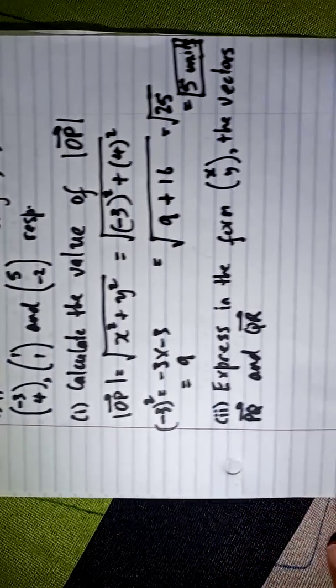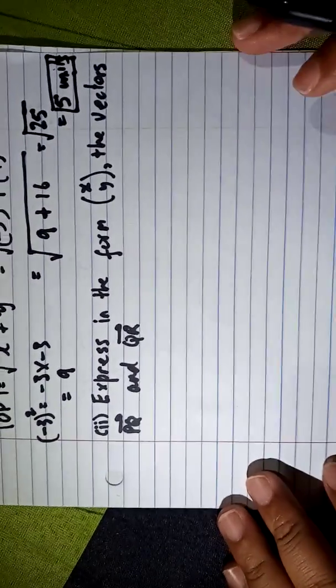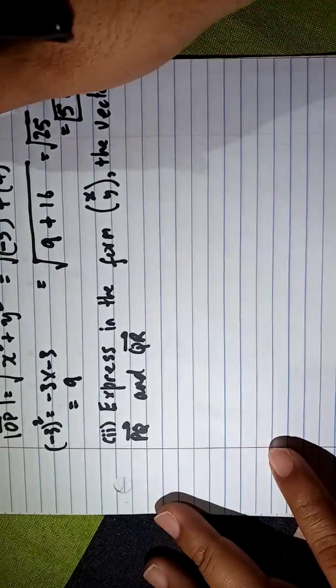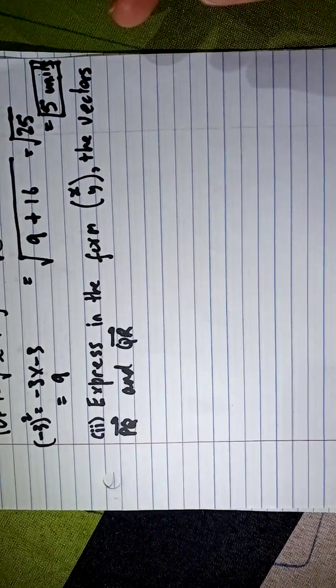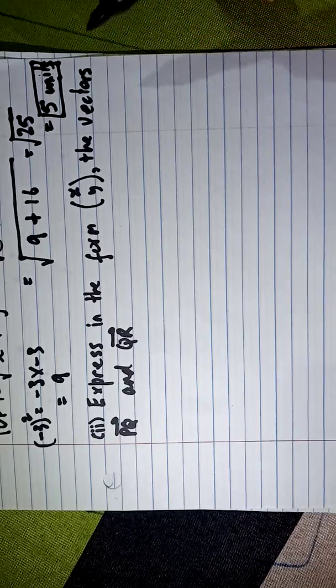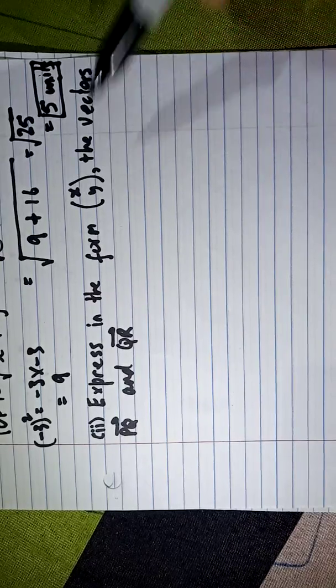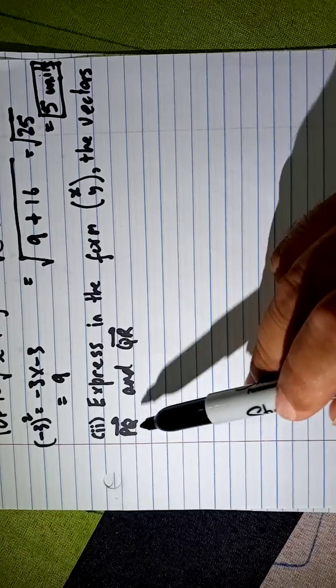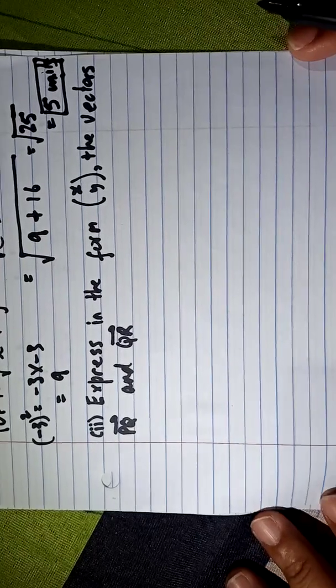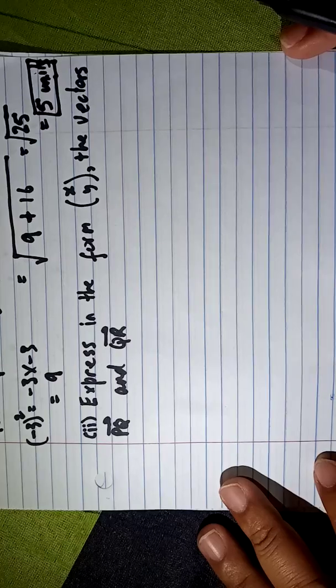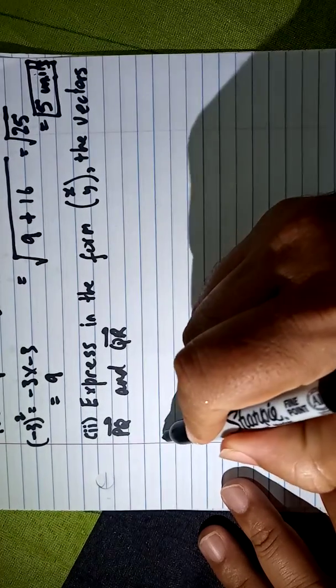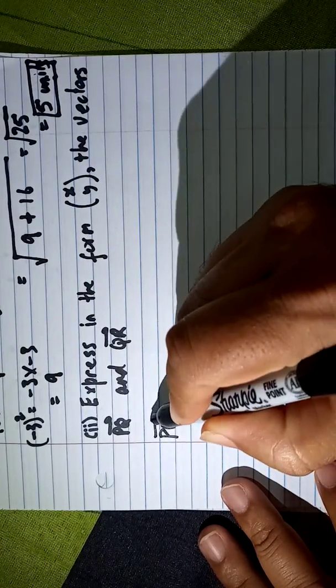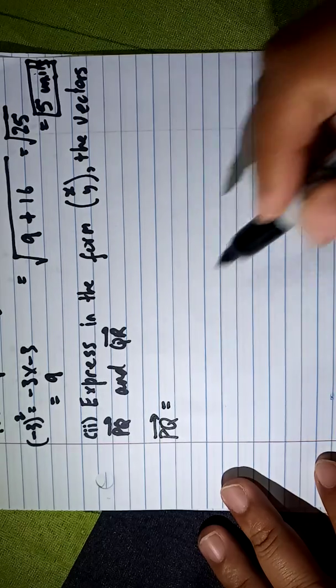All right, let's move to the next part of the question. It says express in the form x, y the vectors PQ and QR. To find PQ, we're going to write the vector equation.